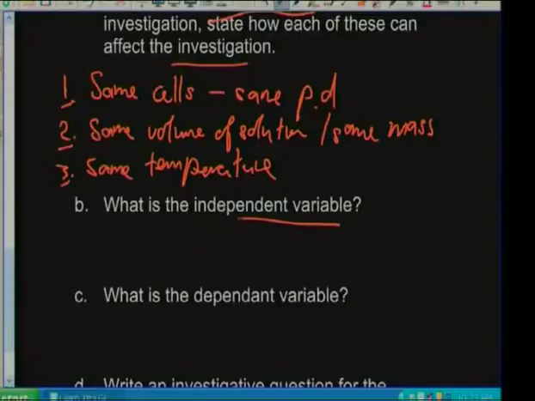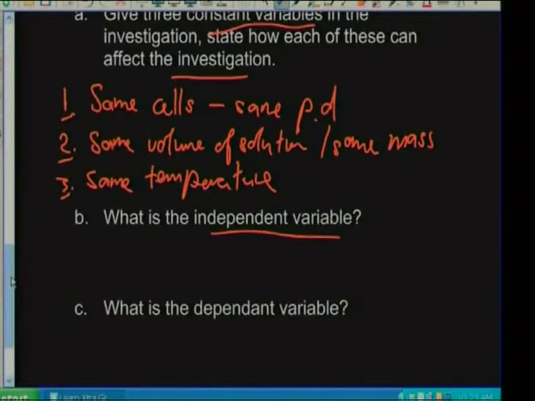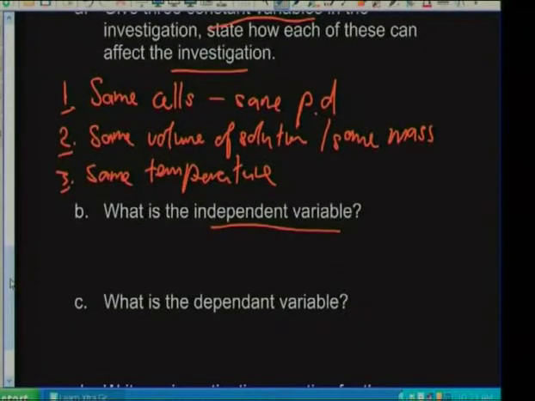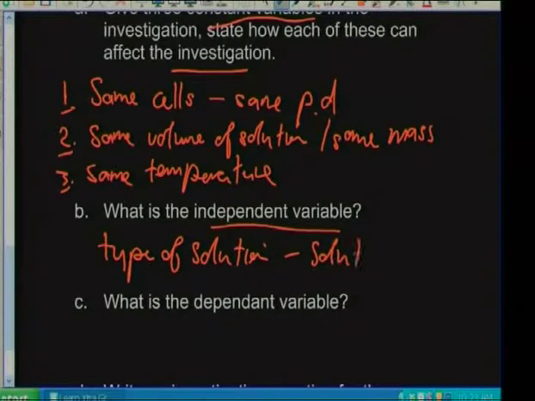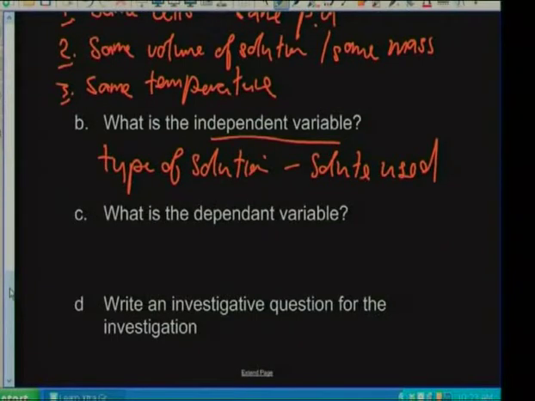What is the independent variable? Well, remember, an independent variable is the one that you control. So which is the one that we're controlling? It's the type of solution. So we're looking at the solute that has dissolved, the solute used. All of those are different. The volume of the solution is the same, the solvent is the same, all of the other things are kept the same. But the type of solution is different because we're looking at the relationship between the type of substance and conductivity.